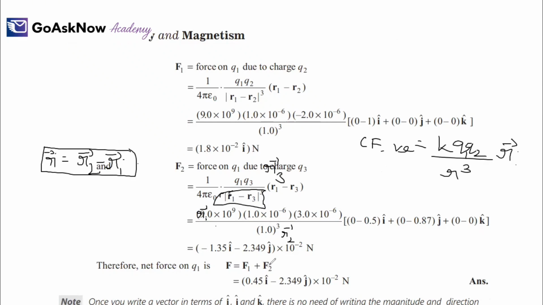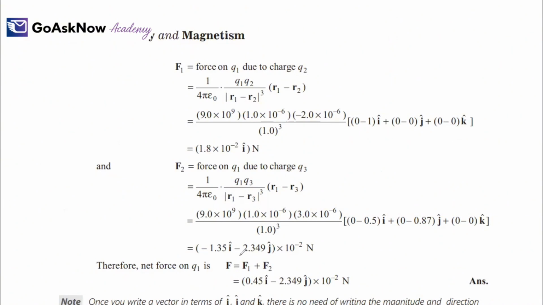So yes, let's figure out what the answer is. The answer is coming out to be F2 equal to 1.35 i cap with a minus sign, minus 2.349 j cap, into 10 power minus 2 Newton. So this is your F2 force in vectorial form.